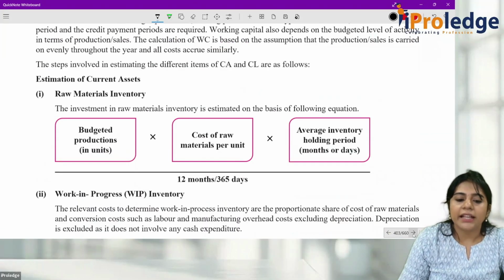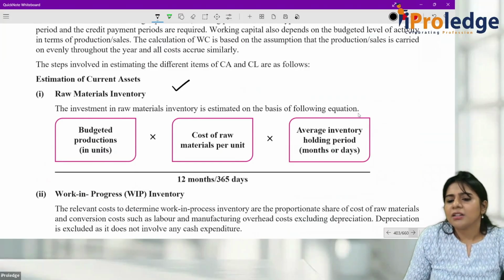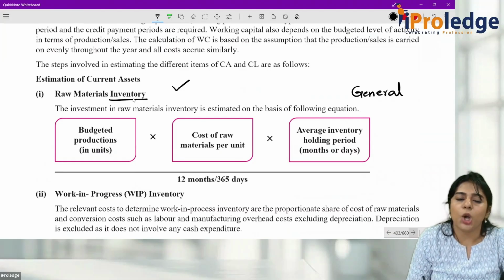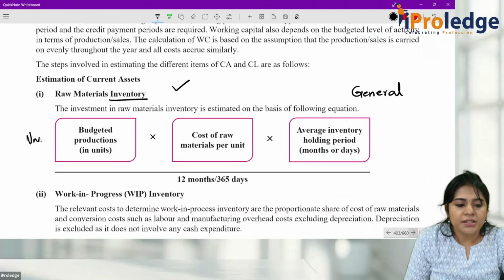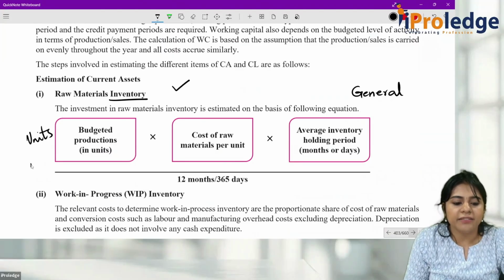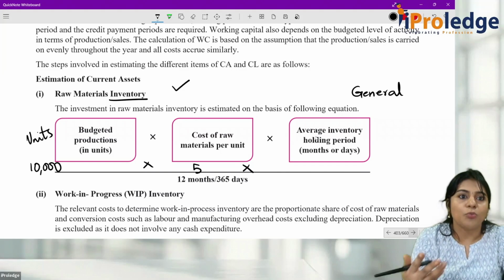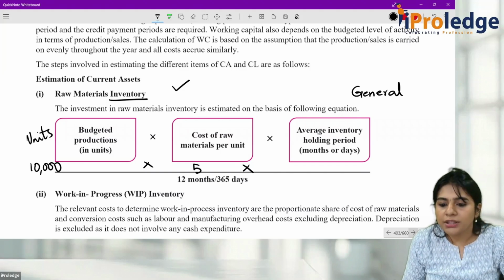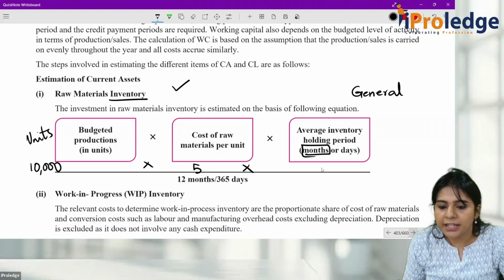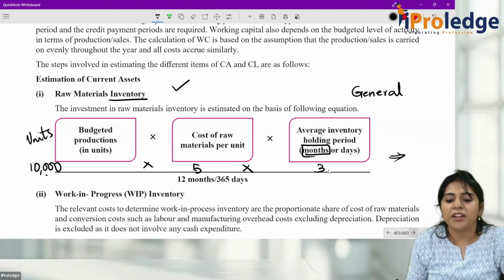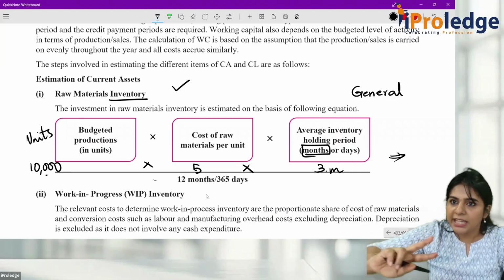For raw materials, I think you will understand this better, but this is very general. How do you calculate raw material cost? Number of units, right? So if I say 10,000 units is my raw material and cost of each is 5. For how many days do I want it? For 1 month, 2 months, 3 months. So that I will multiply. If it's in months, into 3. So what is going to be my raw material inventory? 10,000 into 5 into 3 divided by, since this is in months, 12 months. Keep it uniform.